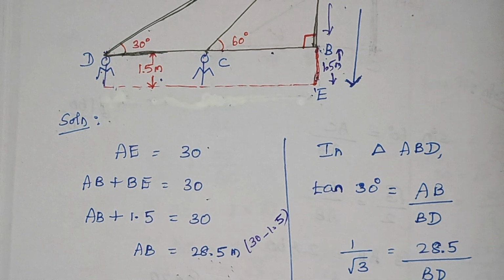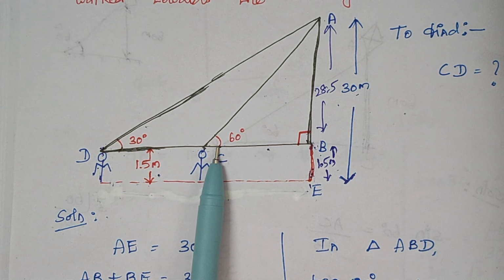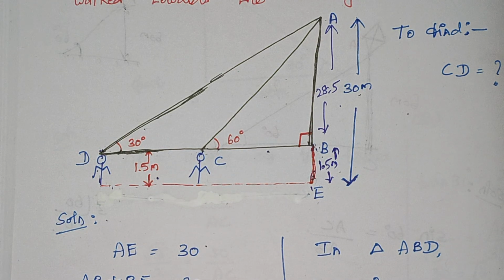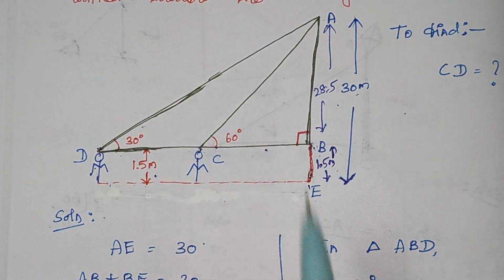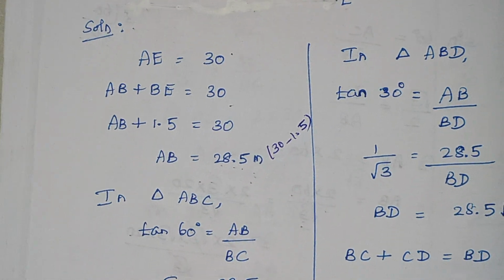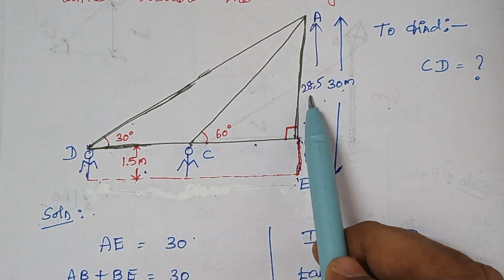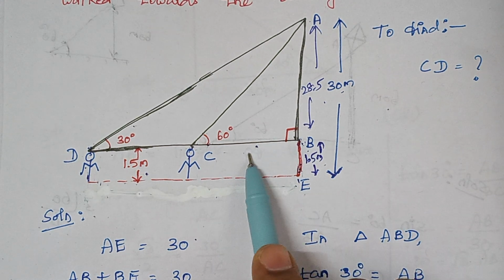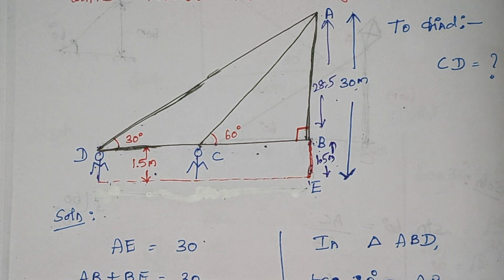Then the next thing is, we need to find this distance CD. To calculate CD, first we are starting with this triangle ABC, then we are going to consider the triangle ABD. So first consider the triangle ABC. In this triangle, we know the value of this side, the opposite side. We don't know the value of this adjacent side. So here I am finding the value of BC. I'll tell you why we are finding BC.